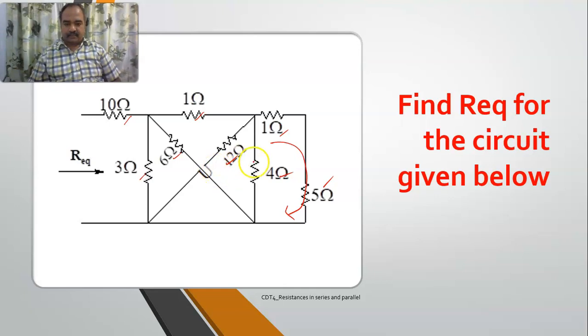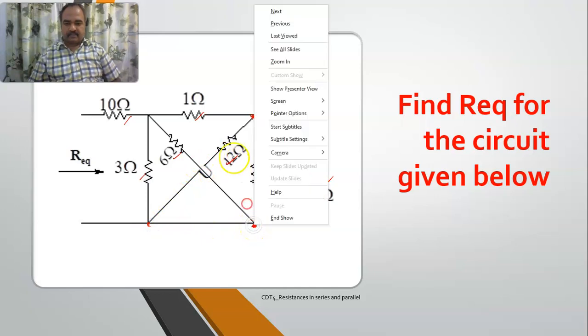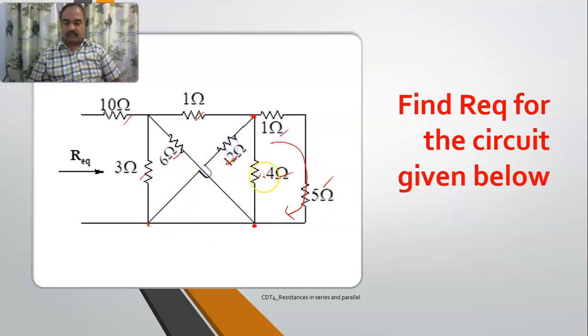Next, see here. This resistor is between this point and this point, whereas this resistor is between this point and this point. This point is also the same as this point, isn't it? So 4 and 12 are in parallel, right? So let us solve this one.